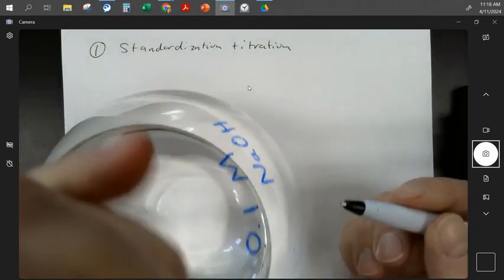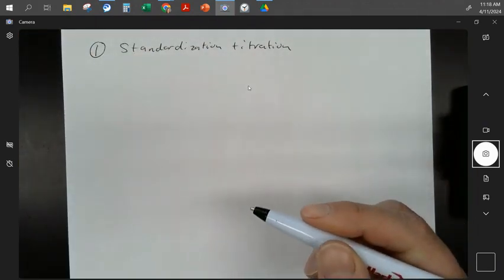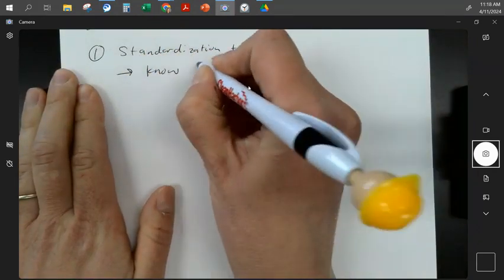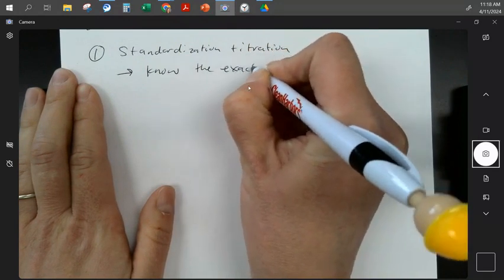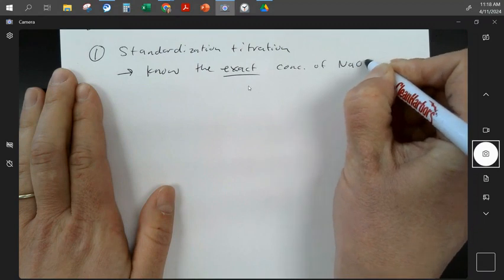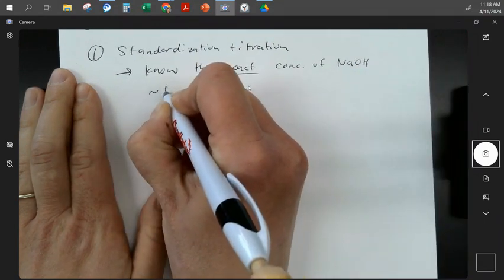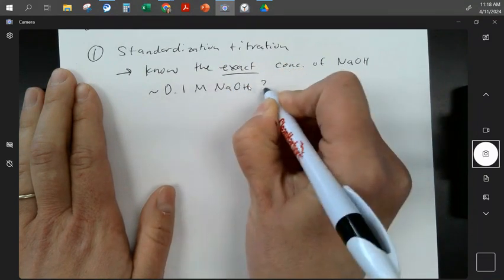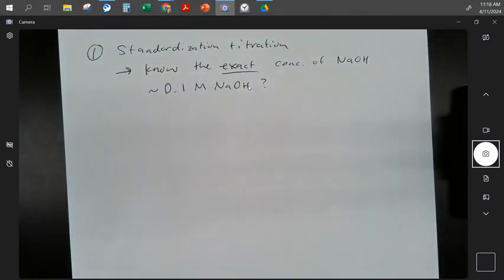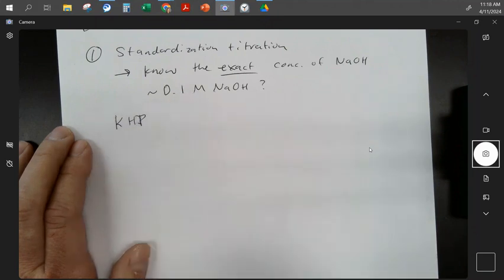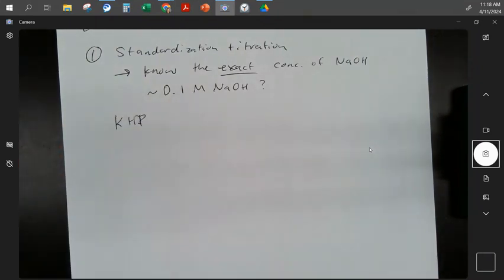So this is about 0.1 molar. We need to standardize it, so the point of this is to know the exact concentration of NaOH. Right now we think it's about 0.1 molar sodium hydroxide, but we don't know if it's actually 0.1. Does that make sense? So the way we're going to do that is you're going to use KHP. So hurry and look at your instructions.